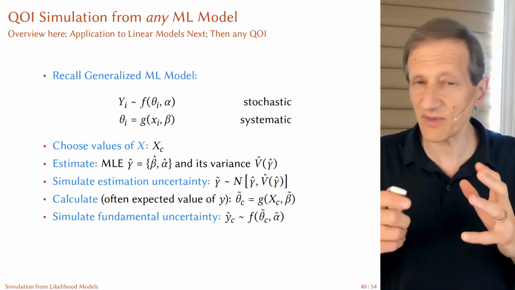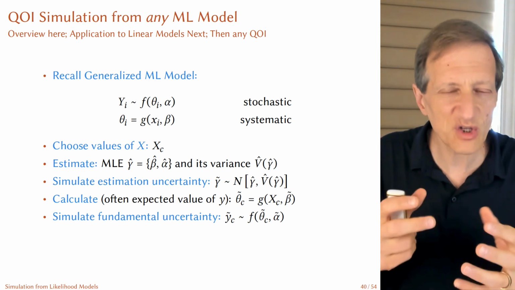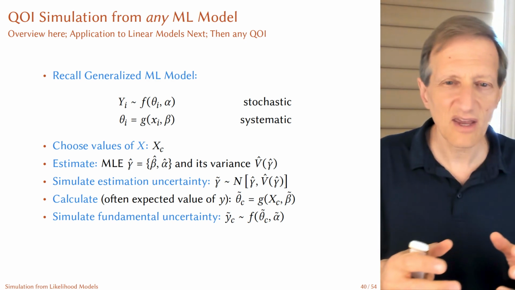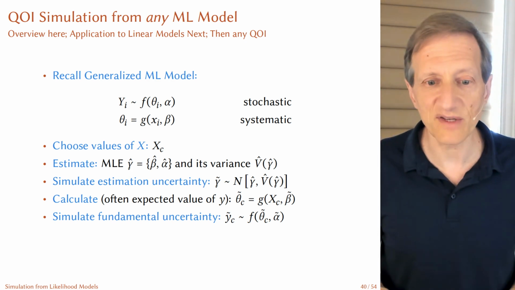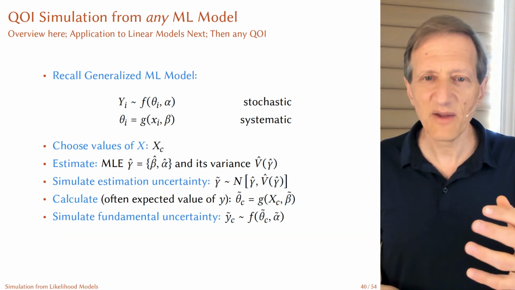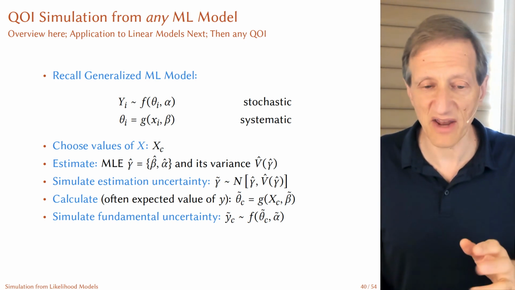The way that you know you're doing simulation right is you have to simulate with respect to all of the uncertainties. And estimation uncertainty and fundamental uncertainty are the key two pieces. Obviously, we might also pay attention to model uncertainty, but we're not going to do that right now. We're going to be assuming the model. We'll deal with that later.